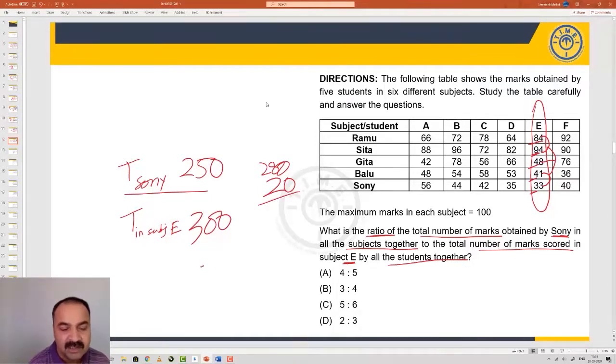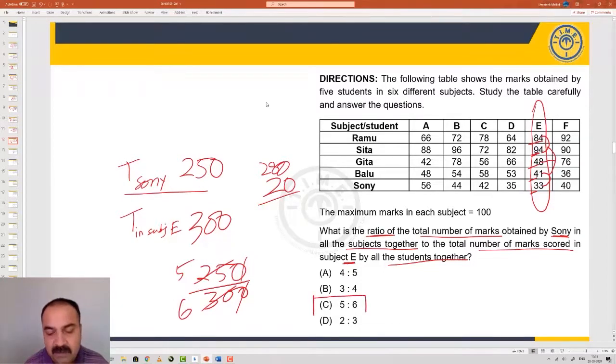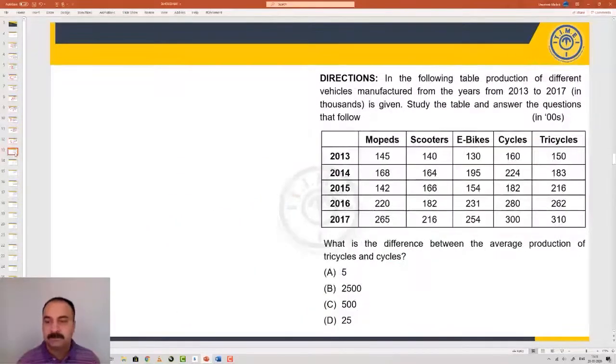So now the question is, what is the ratio of 250 by 300? It is as simple as it can get. 5 5s are 25, 5 6s are 30. The answer has to be 5:6.